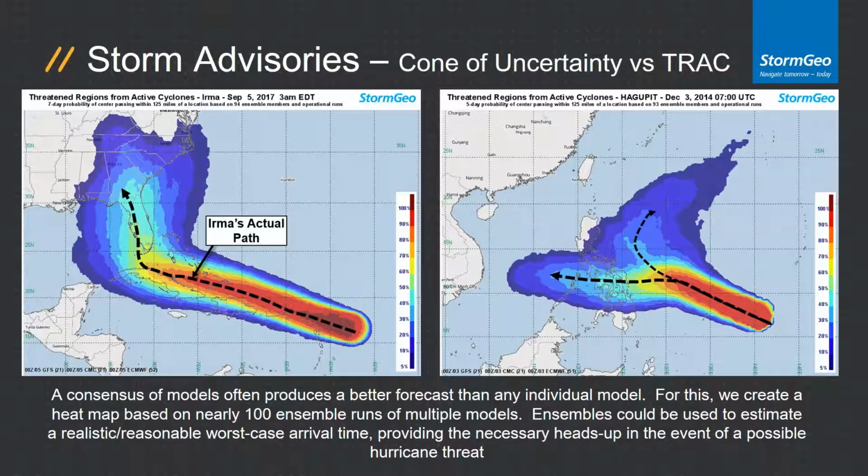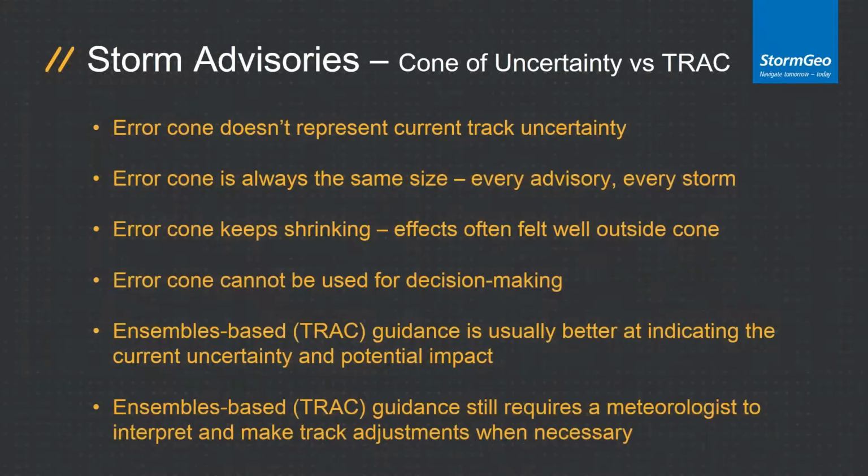One of the things we've been discussing internally for a number of years here at StormGeo is whether we would even continue to produce cones of uncertainty. For all the reasons that you see here, the error cone really doesn't represent the current track. It's always the same size. It doesn't matter the size of the storm, every advisory, every storm, it's based on historical error. It actually keeps shrinking. The cones keep getting smaller because the historical margins of error keep improving.